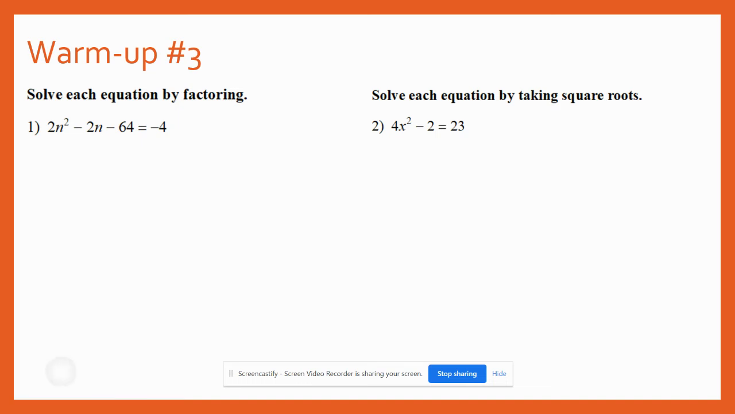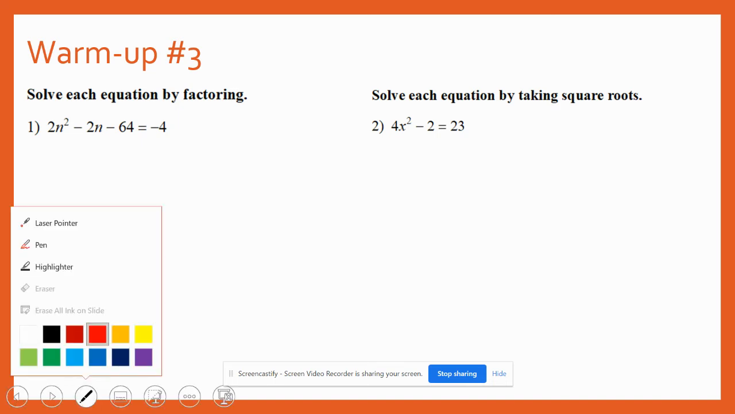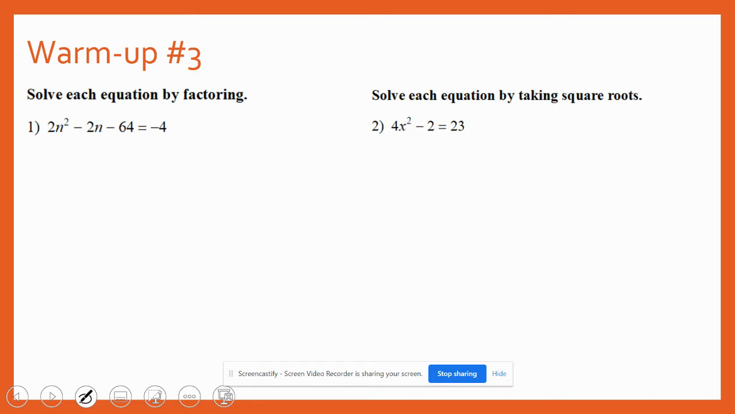This is Algebra Final Test Review number 3, Warmup. So we have just separating out the different kinds of solving here. So first one is solve by factoring, solve by taking square roots. So they're narrowing it down. You don't have to try to decide yourself.